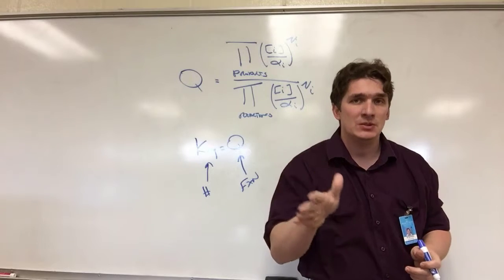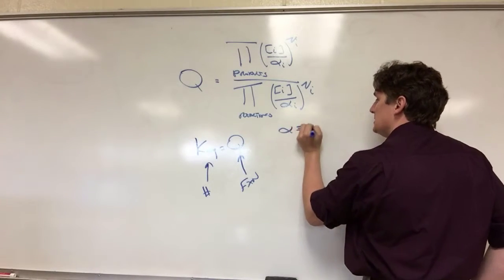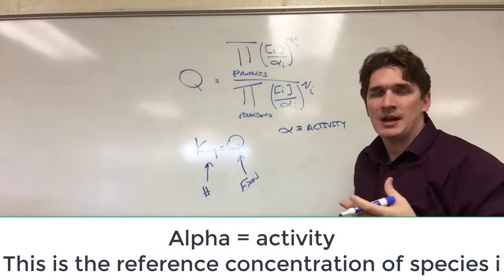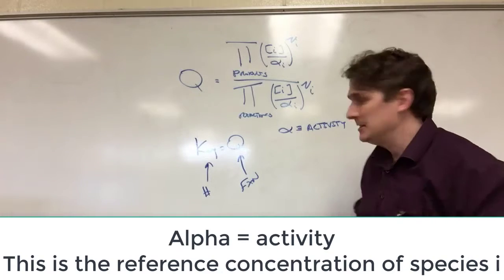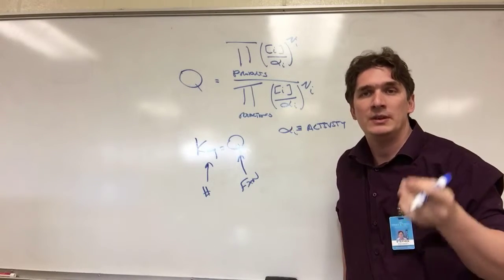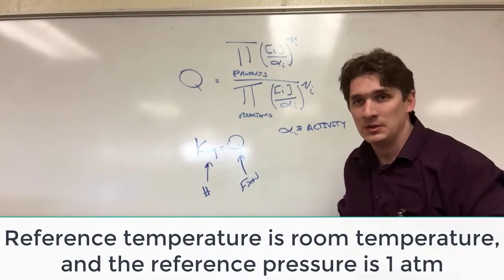Now, there are a few things about Q we have to know. First of all, these alpha terms here. Alpha is defined as the activity of the phase. So basically, it describes energy, and it's a reference state. Now, the reference state is always going to be room temperature and 1 atmosphere, but alpha is going to take on two different values depending on what we're working with.